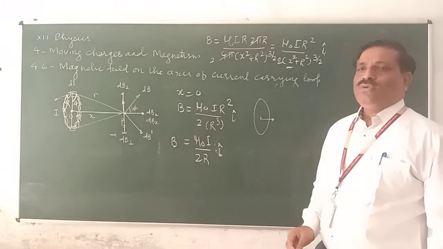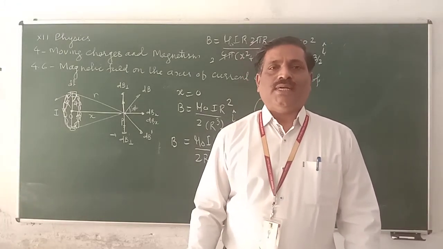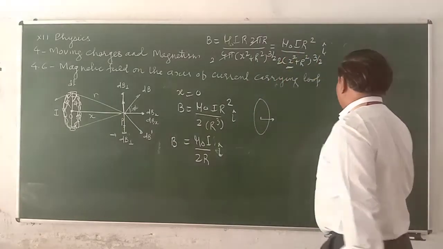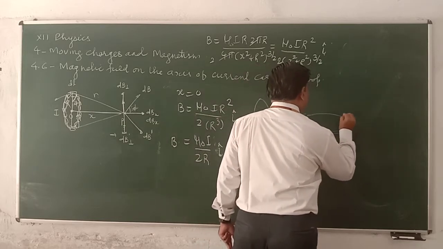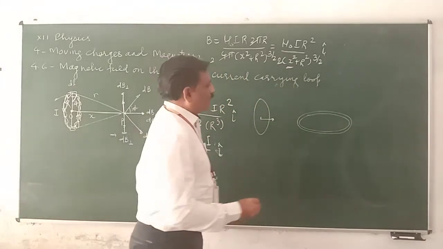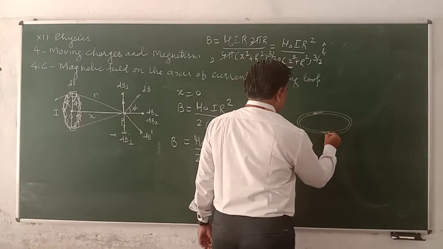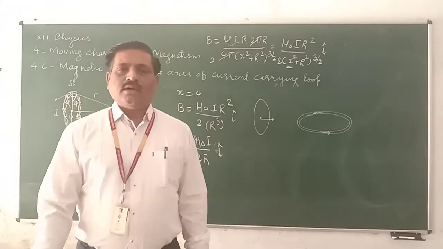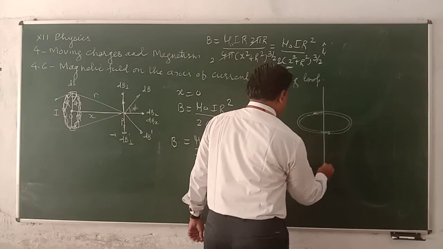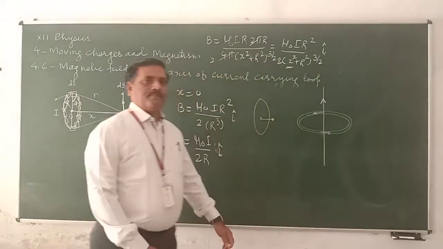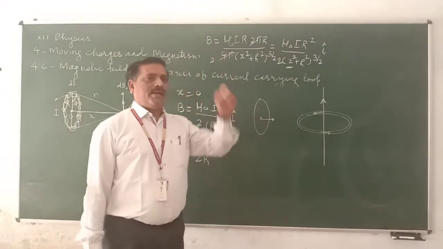Now, how to give the direction of this magnetic field? The right hand rule is used to give the direction of this magnetic field. Consider this is the circular loop. Suppose that the current is going in this direction, anti-clockwise. When the current is in anti-clockwise direction, then the field is in upward direction. So at the center, along the axis, it is in upward direction.